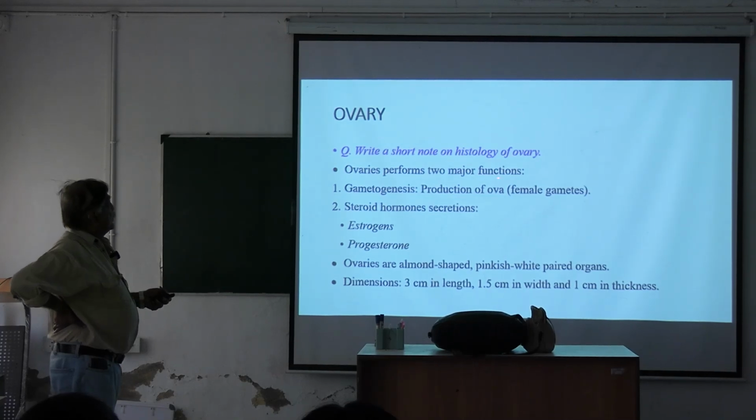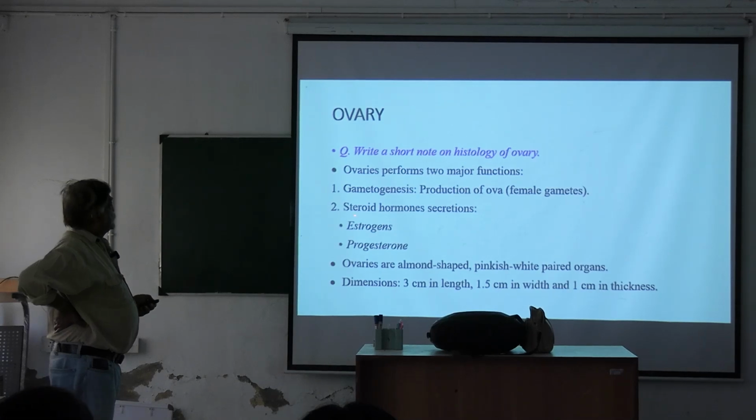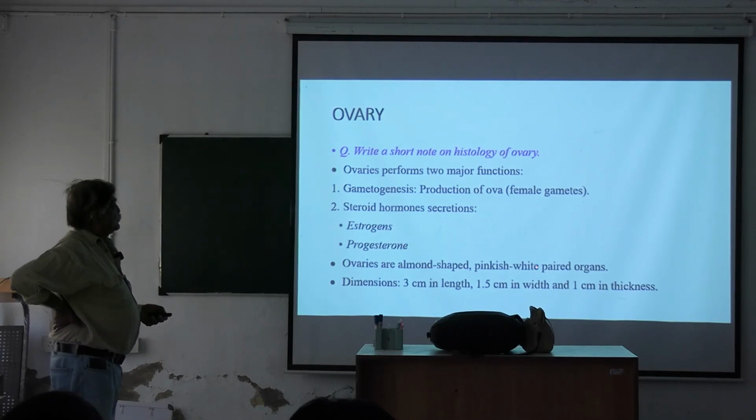The ovaries perform 2 major functions: gametogenesis, the production of ova, the female gametes, and secretion of steroid hormones, estrogen and progesterone. The ovaries are almond-shaped, pinkish-white paired organs, with dimensions of 3 centimeters in length, 1.5 centimeters in width, and 1 centimeter in thickness.